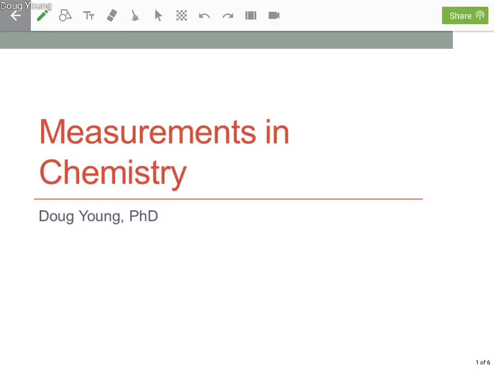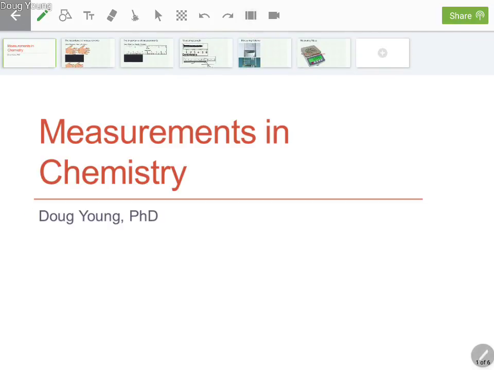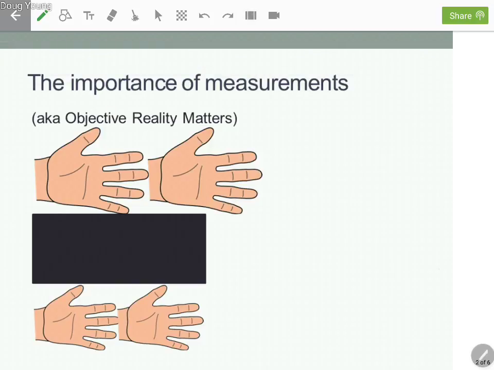I want to talk to you briefly about measurements in chemistry, why we care, how we use different measuring devices like graduated cylinders and rulers and balances. But I want to give you a little bit of background first and just the importance of measurements, right? And I always kind of joke around that it's just largely because we need to have an objective reality, that we all need to agree with how big and small and how much things are, right?